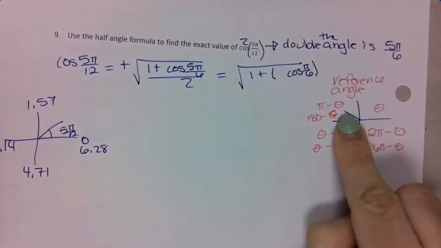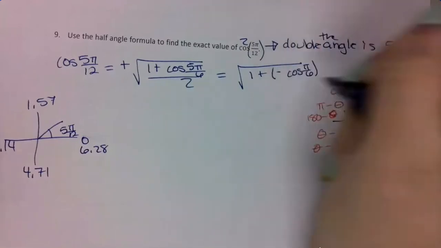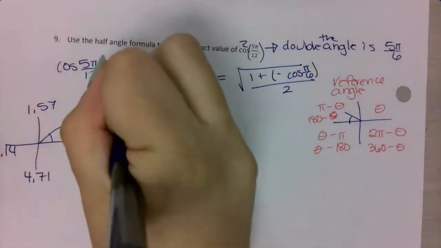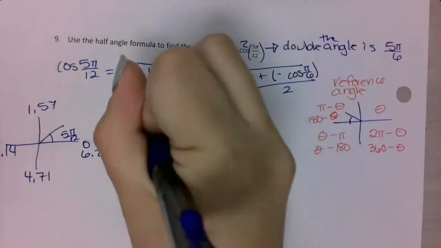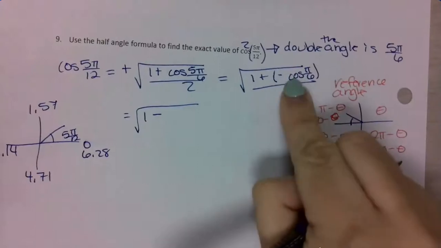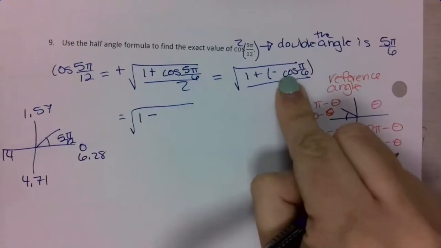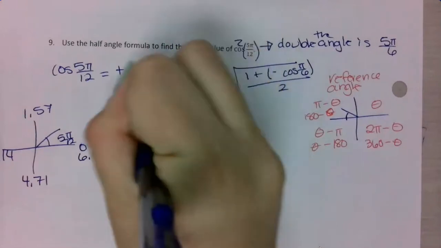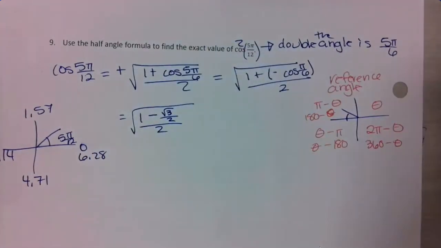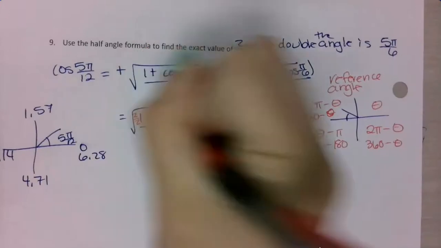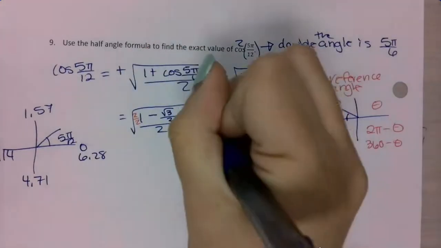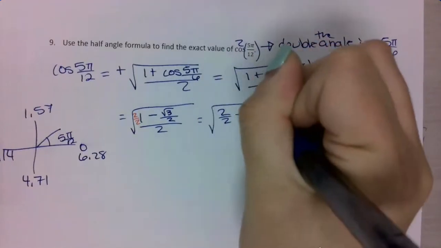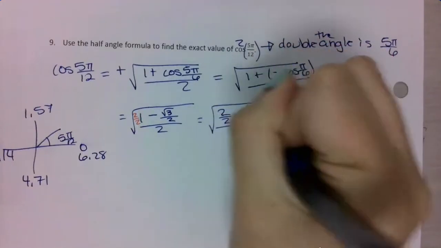Cosine in the second quadrant is negative, so I'm going to write this with a negative right there. It is still over that 2. It's going to be 1 minus, because the plus times the negative. Cosine of pi 6 is square root of 3 over 2. This is still all over 2. I want to make my numerator have the same fraction. So I'm going to multiply by 2 over 2, which gets me 2 over 2 minus square root of 3 over 2, all over 2.